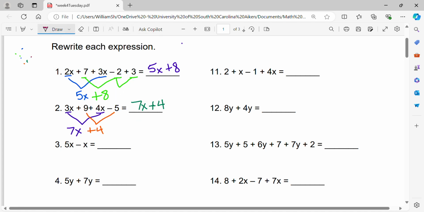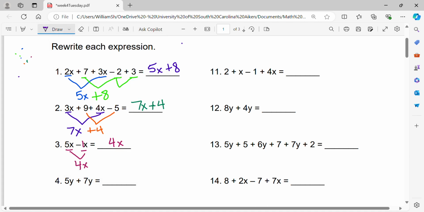Alright. Number 3 says 5x minus x. These are both like terms, so they can be combined. 5x minus x. Remember, if there's not a number in front of the x, it's assumed to be 1. So it's basically 5 minus 1, which should give us 4x. And that is as simple as we can make that one.